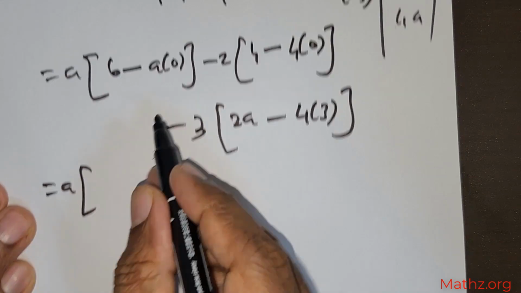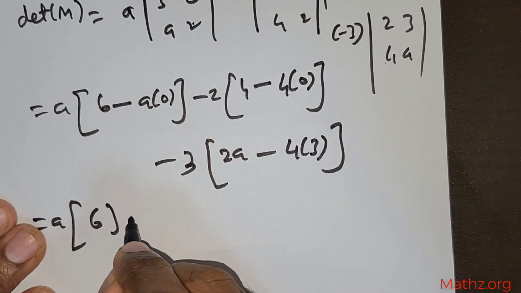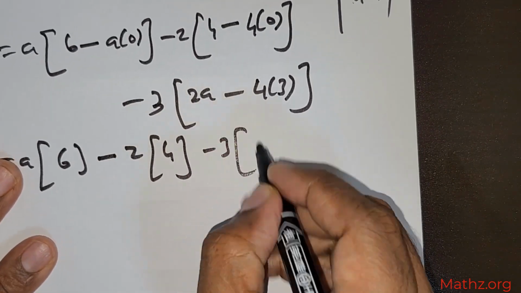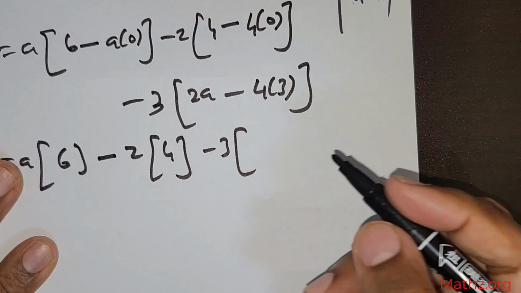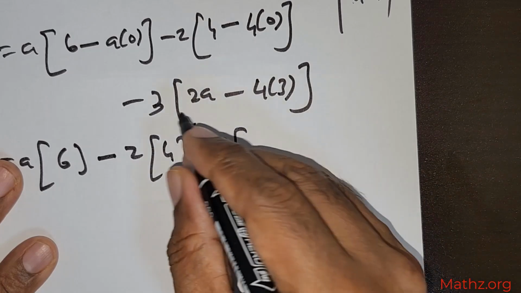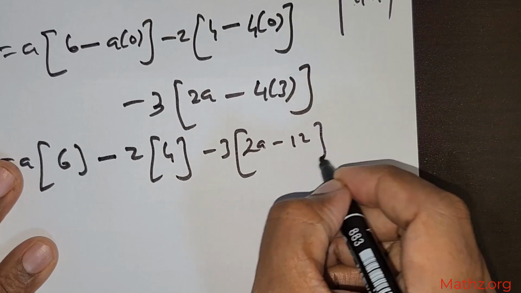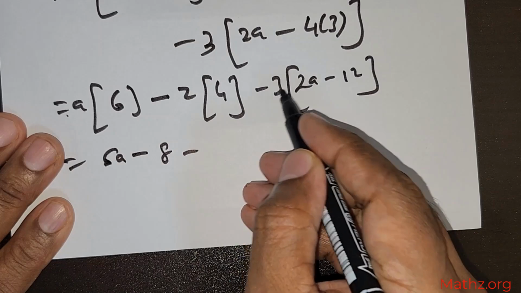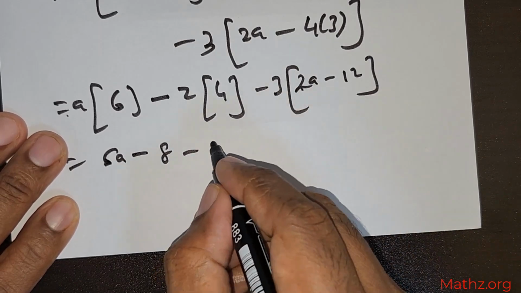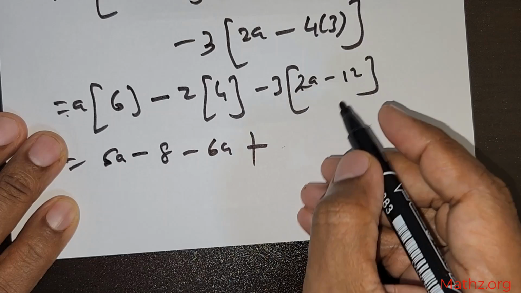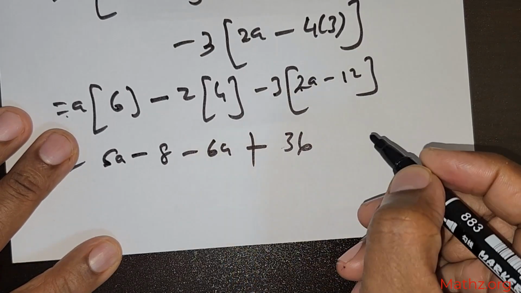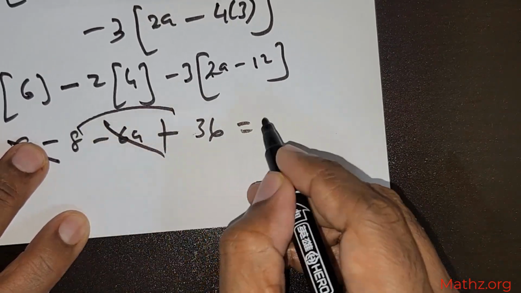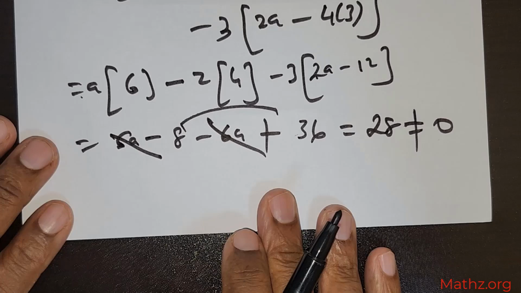So this is A times 6. A into 0 is 0. Negative 2 times 4 into 0 is 0. So you got the 4 there. Negative 3 times 2A, negative 4 times 3, that's 12. So I'm just going to write that in this fashion. This is equal to 6 into A, 6A, negative 8, negative into negative 3 into 2A is negative 6A, negative positive 3 times 12 is 36. Positive 6A, negative 6A gets cancelled. This is going to give me positive 28, which is not equal to 0.